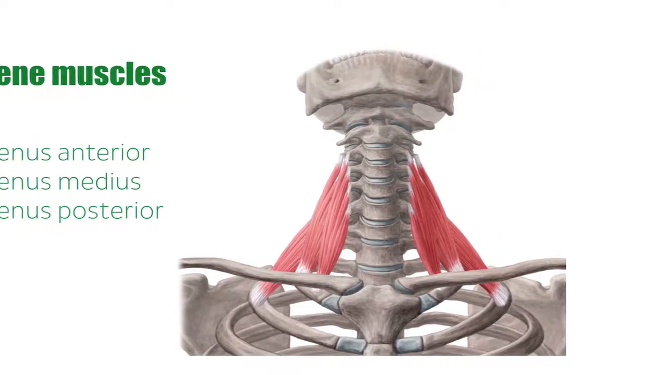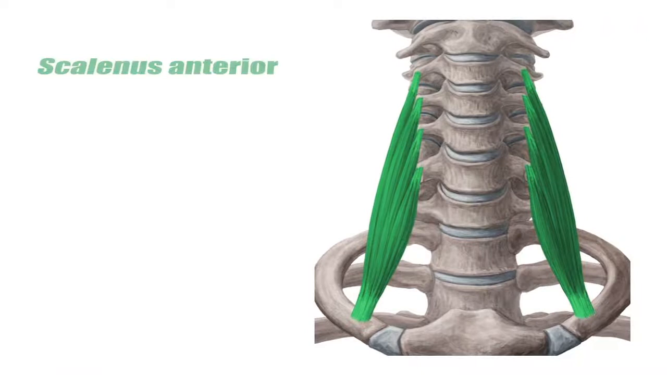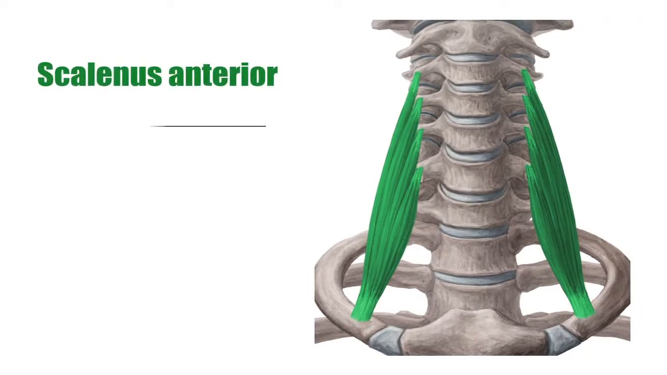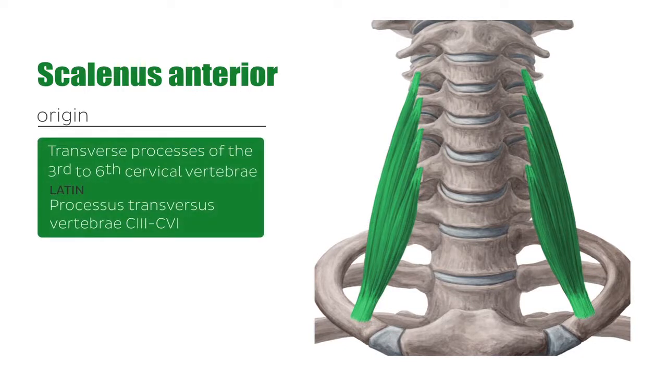Now let's talk about the first one on that list. This is the anterior scalene. In terms of origin points, this muscle is going to originate at the transverse processes of the 3rd to 6th cervical vertebrae.